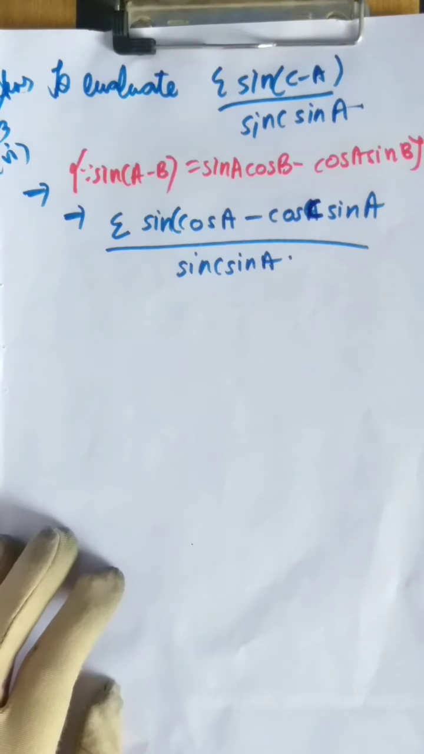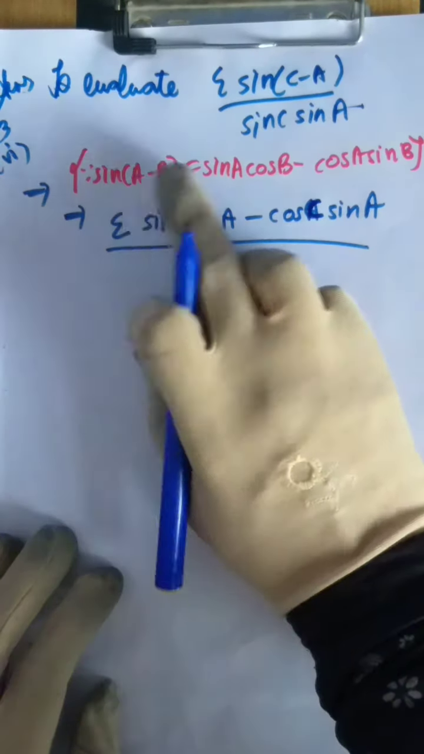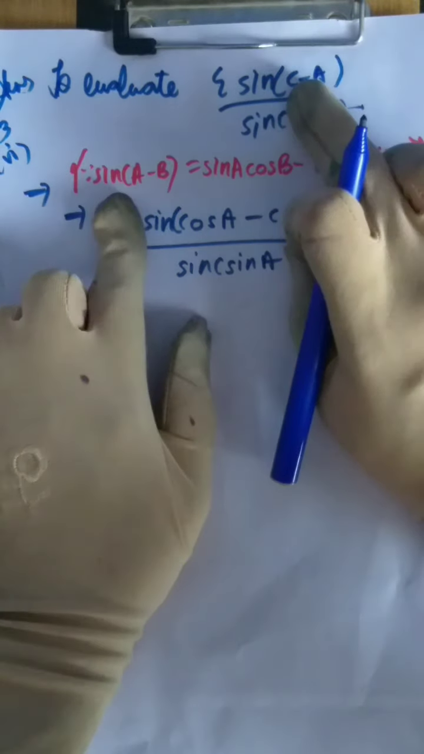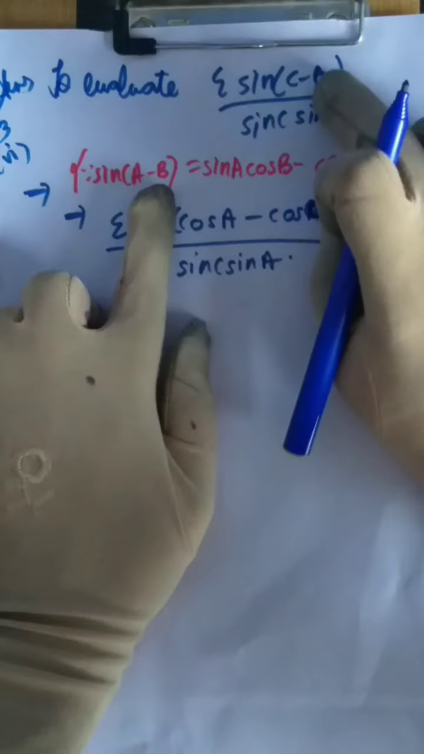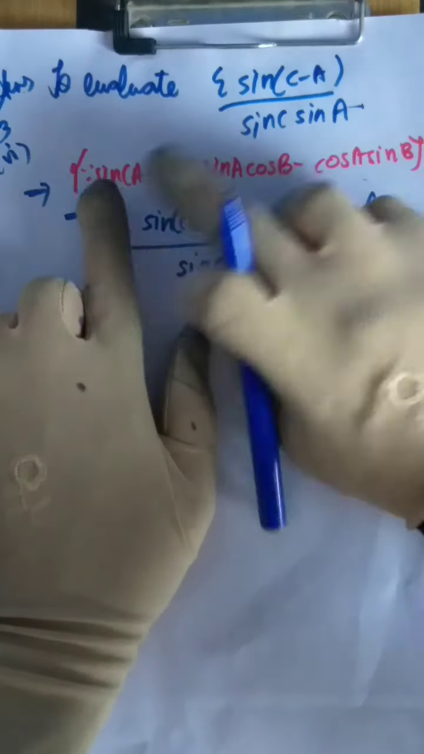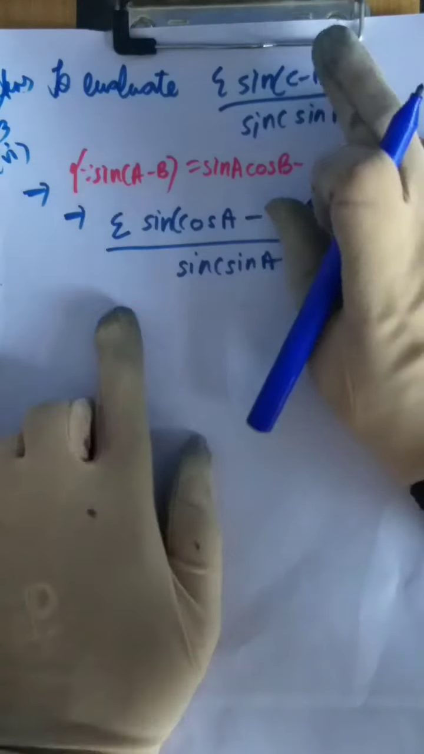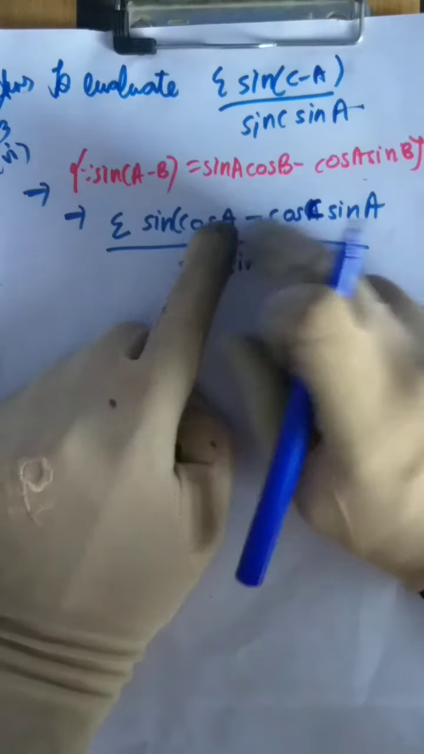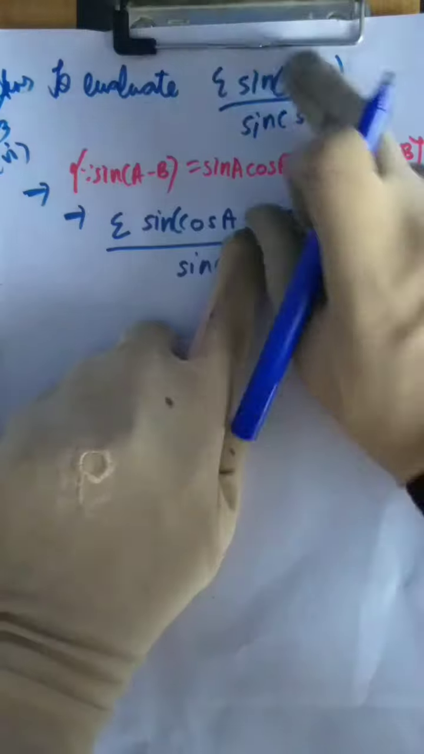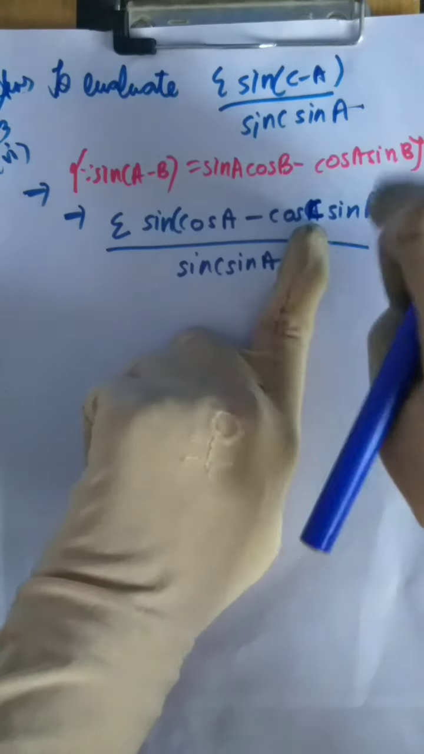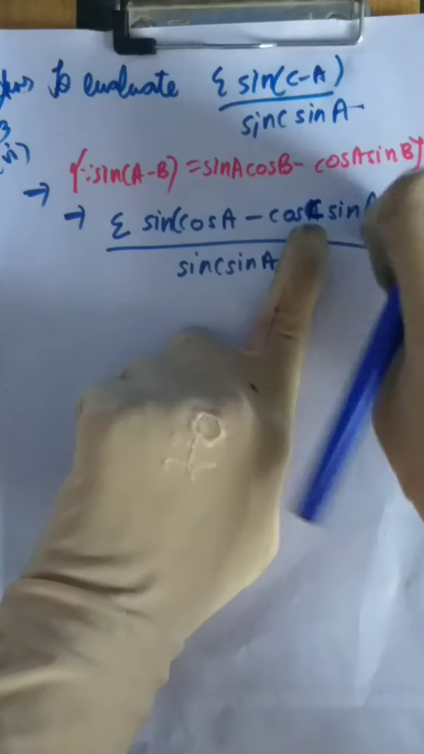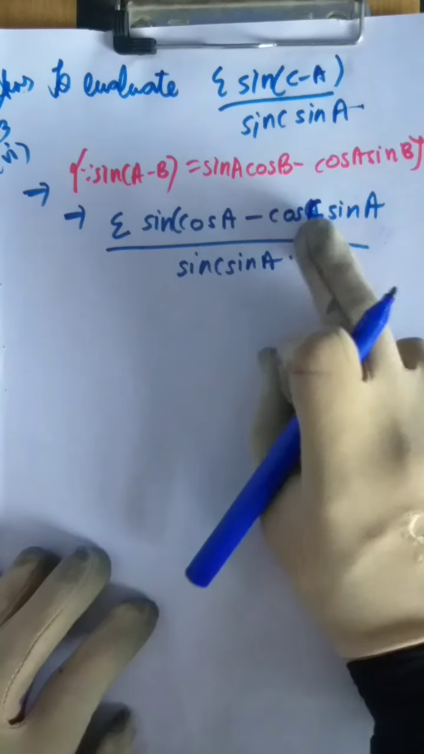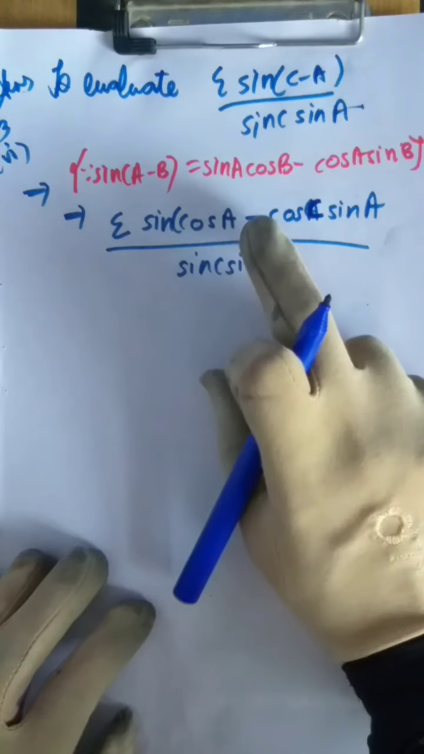Now similarly, don't get confused. Here the formula is a minus b, but in the question it is given c minus a. So we are writing this c is of the form of a and this a is equal to b here in the formula. Okay, so this is a and this is b. So sin c into cos b. What is b here? A. So cos a minus cos a. What is a here? C into sin a. What is sin b here? B is a here. Now this sin c sin a belongs to sin c cos a and it also belongs to cos c sin a. Why? Because we have a minus sign in between.